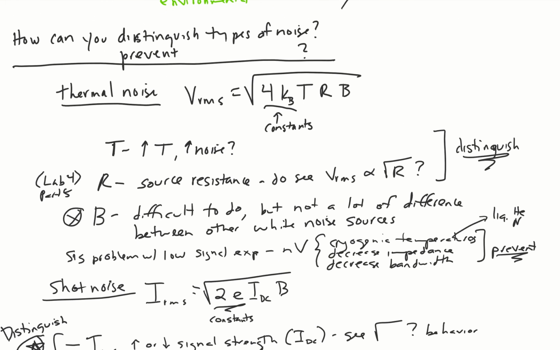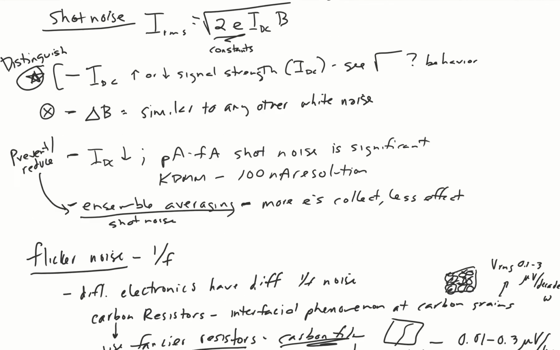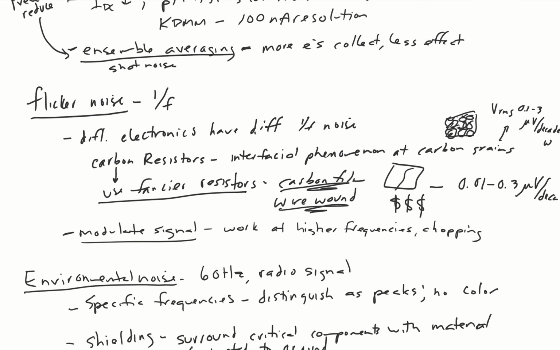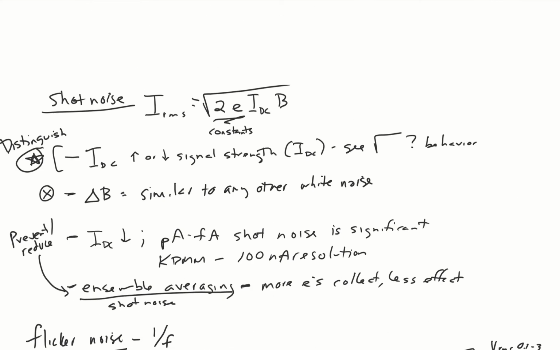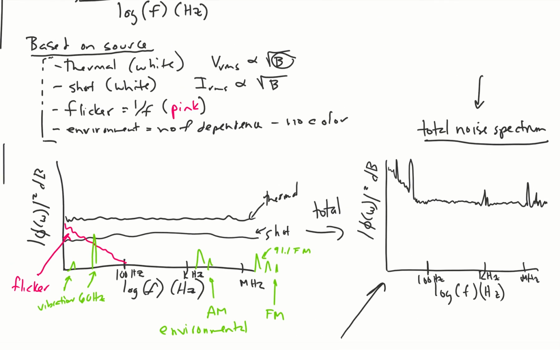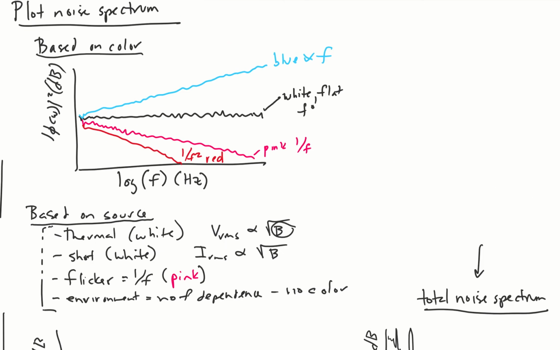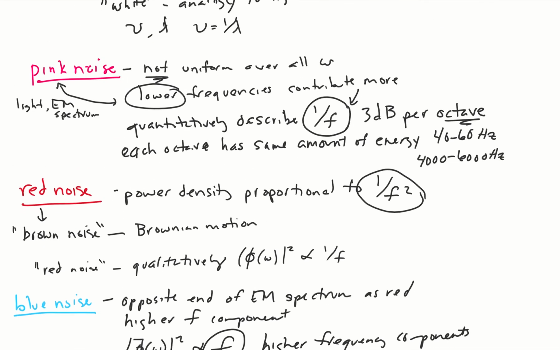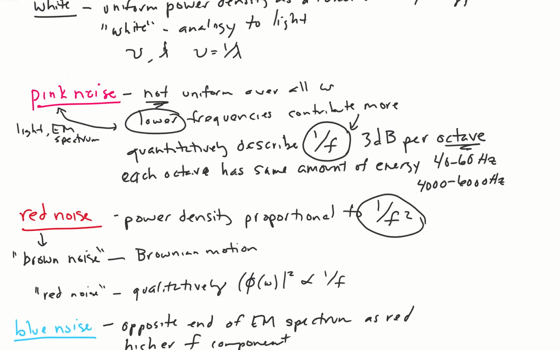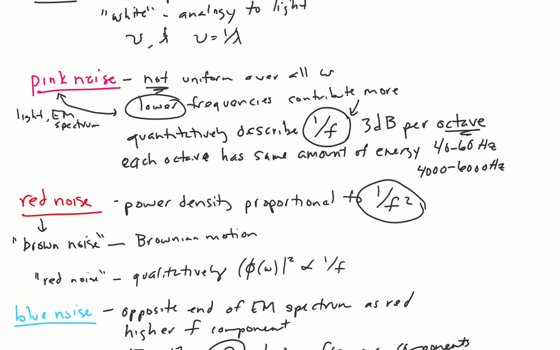So I hope, if we keep scrolling back here, we talked about all of the different ways to distinguish and prevent or reduce the effects of different noise sources. So with all of the noises that we've been talking about, always review thermal noise, shot noise, flicker noise, and environmental noise. And we characterize these different noises in terms of color, and we could draw a total noise spectrum shown on the right here. And we went over, again, these different colors, remembering that these colors all come from analogies to the electromagnetic spectrum.